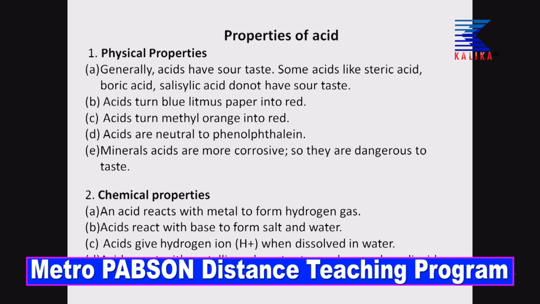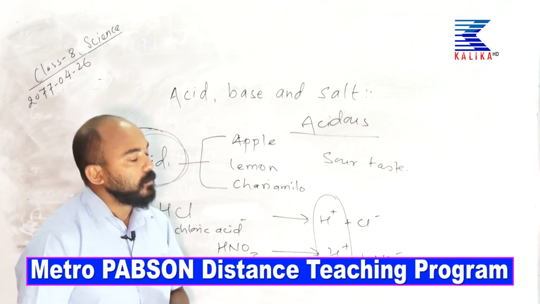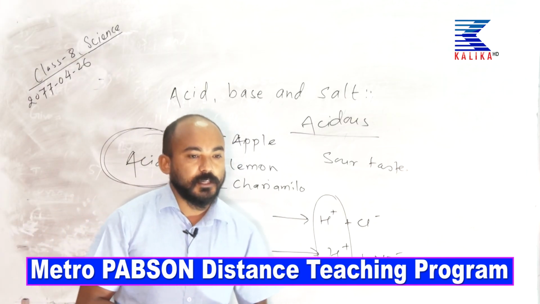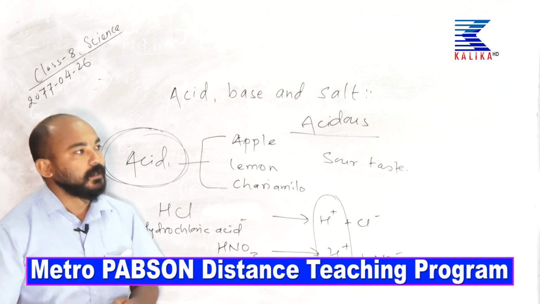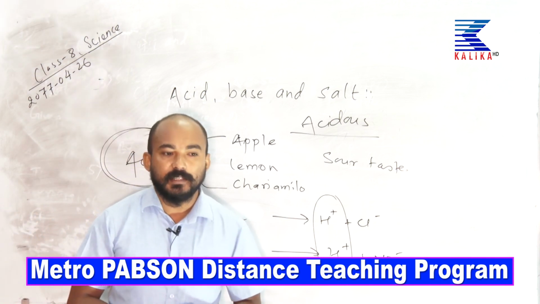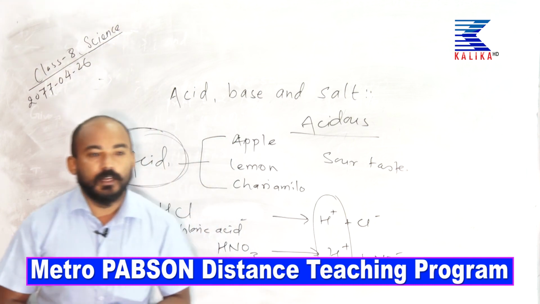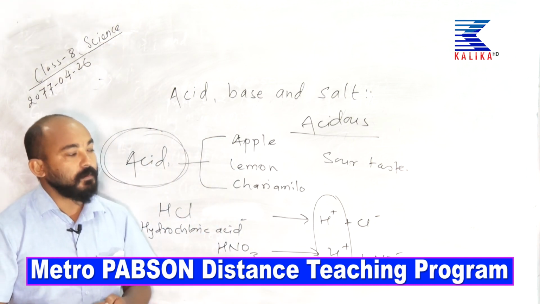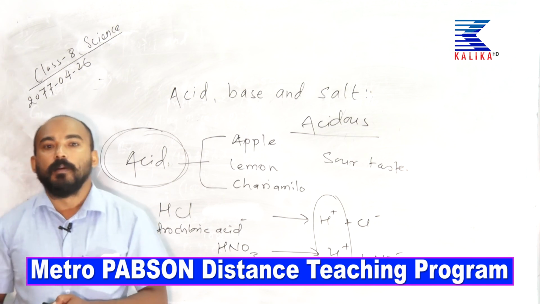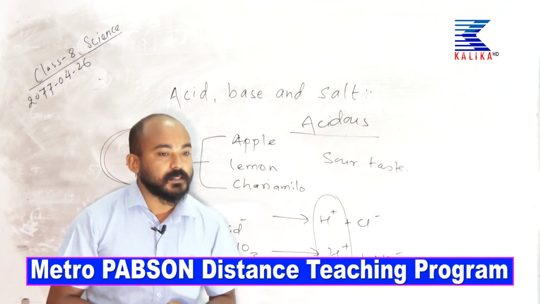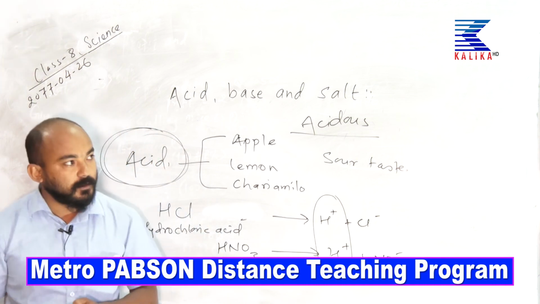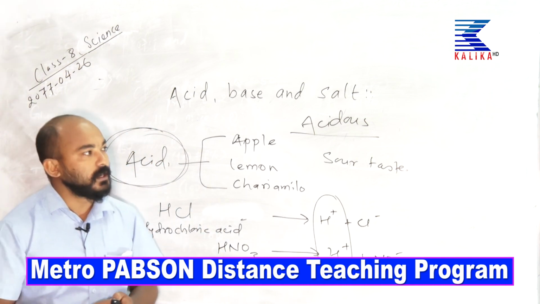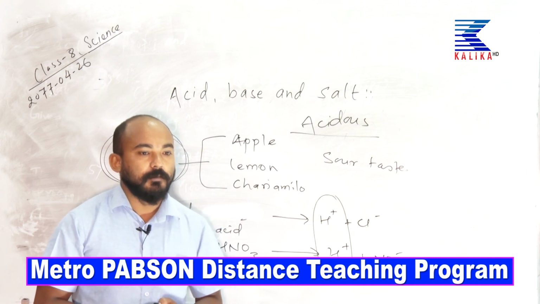Then see the properties. Generally, the properties are categorized into physical and chemical properties. For physical properties, I already told you that acid must have a sour taste, but there are some exceptions, like stearic acid, boric acid and salicylic acid, which do not have a sour taste.